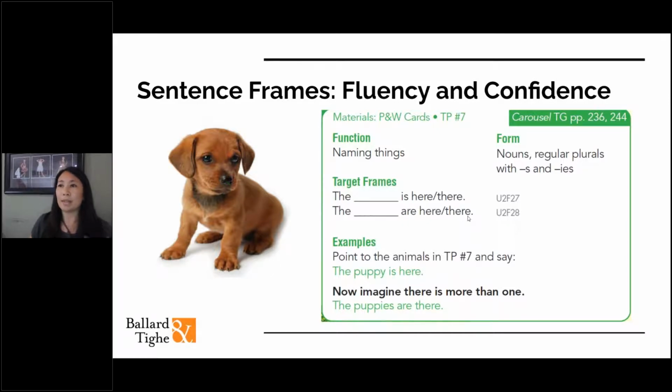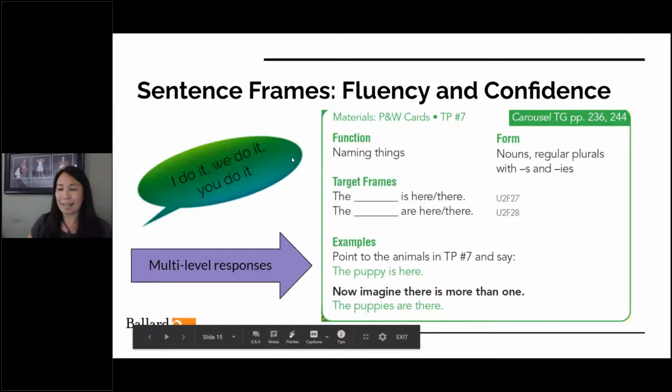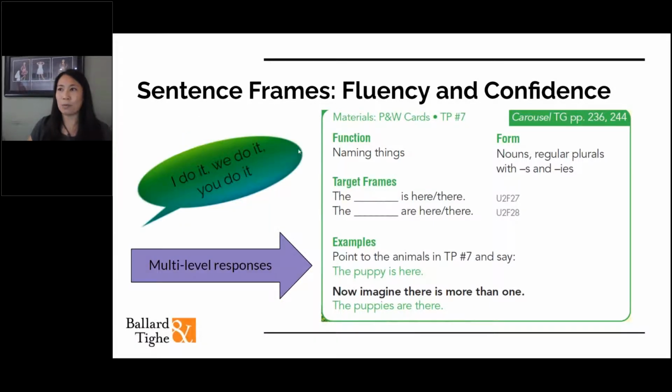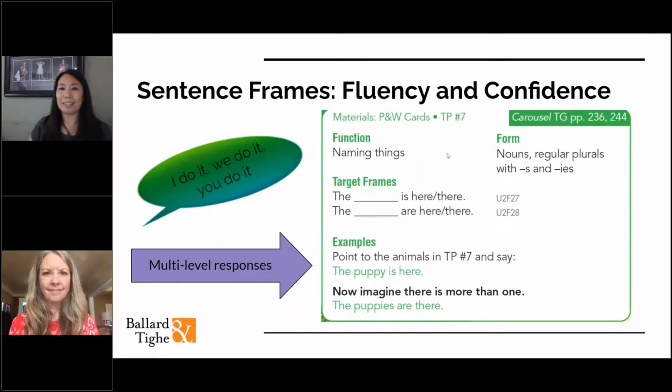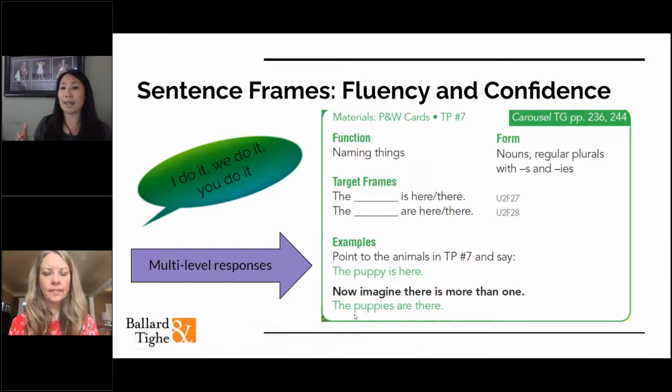So we always want to do it in an I do it, we do it, you do it model, and here you'll see the examples. So we are going to now try this. I'm going to bring Emily in to help me with this. So we'll have a little interaction here. So when we do I do it, we do it, you do it, I do it, I would say the puppy is here. The puppies are there. Theoretically, if there was more than one, the puppies are there. I would have maybe the picture card up and say, this is a puppy, right? So then we do it.